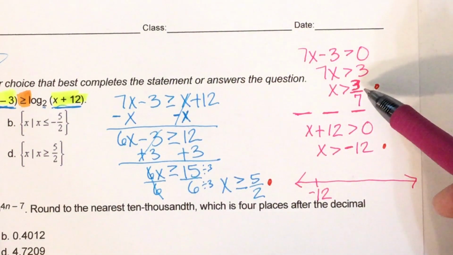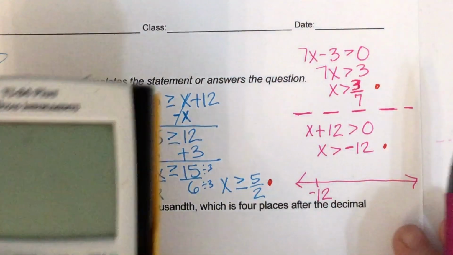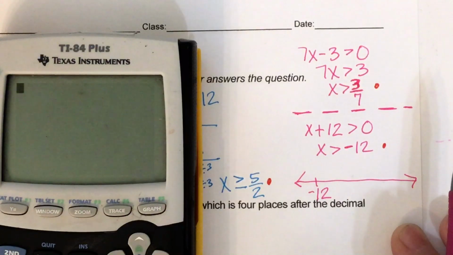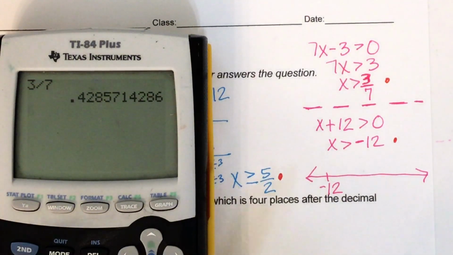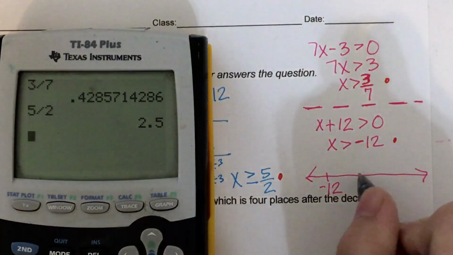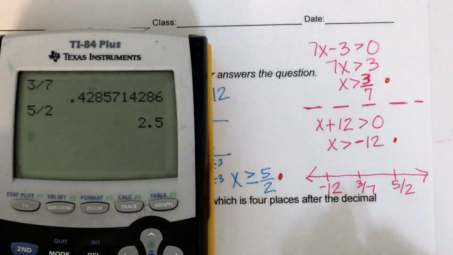And then if you don't know what's smaller, 3/7 or 5 halves, you could always put those in the calculator. So I could put 3 divided by 7 in my calculator and 5 divided by 2 in my calculator if I didn't know which one was smaller. But clearly 3/7 is smaller. And then 5 halves is the biggest.